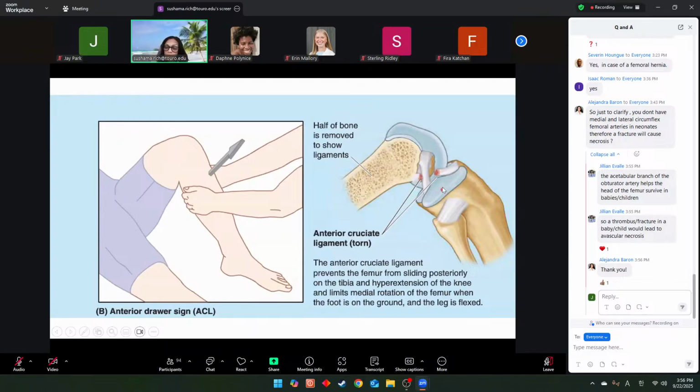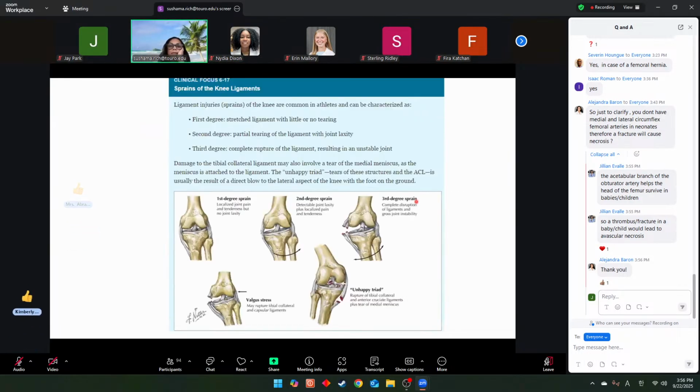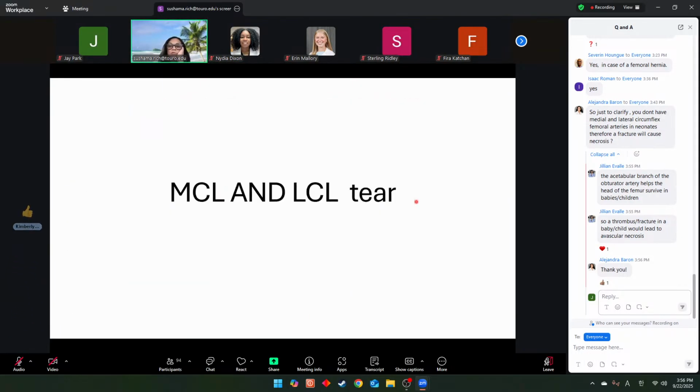PCL will be the same thing, but in the opposite direction. You put your fingers just the same way and you push the tibia. If the tibia is moving excessively backward and the femur is coming excessively forward, that is a posterior drawer sign. Do you understand that? Okay, ACL and PCL tears are important in the drawer signs. Know the origins and insertions of the ligaments.